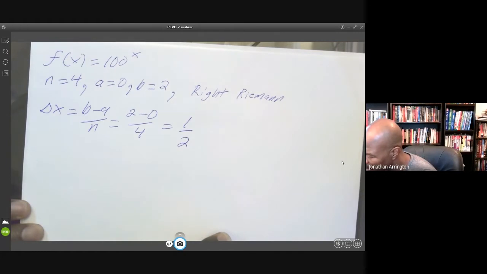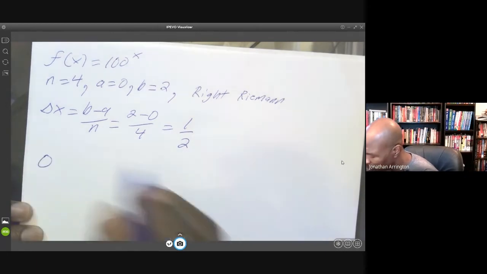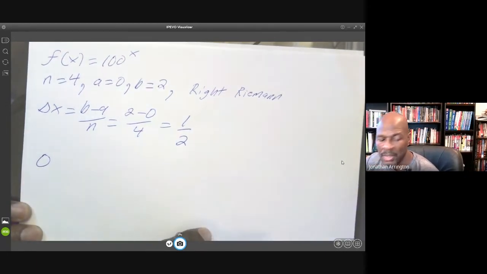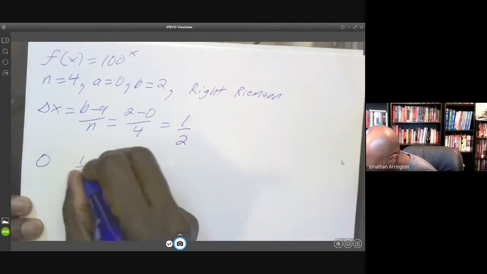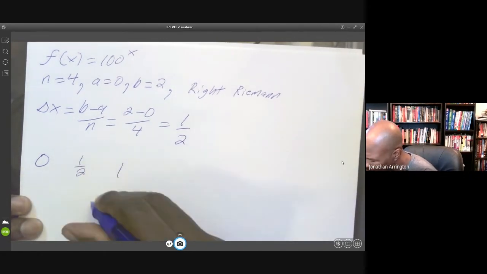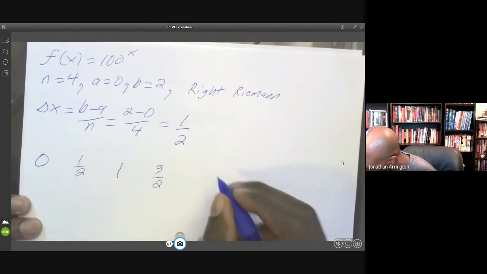After we find delta x, we find the endpoints of our subintervals, starting with the value of a. We just add delta x until we get to b. So we start with 0, add 1/2, and get 1/2. Add 1/2 again, and we get 1. Add 1/2 again, we get 3 over 2. Add 1/2 again, and we get 2.